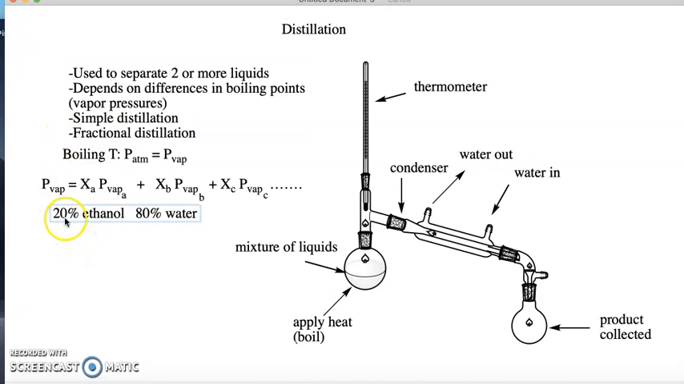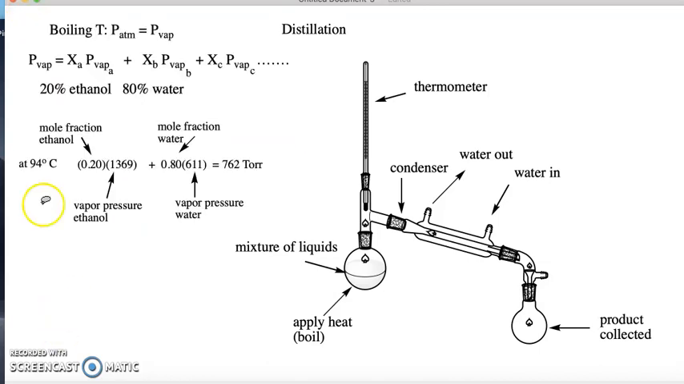If I'm trying to purify ethanol from a mixture that's 20% ethanol and 80% water, my mole fraction of ethanol is 0.2 and my mole fraction of water is 0.8. So when I go to try to figure out what temperature this will boil at and what the composition of the vapor will be, this is what I'm looking at. The mixture will boil at about 94 degrees. Because at 94 degrees, the vapor pressure of ethanol is 1369 torr. The vapor pressure of water is 611 torr. I multiply my 0.2 mole fraction of ethanol times its vapor pressure and my 0.8 mole fraction of water times its vapor pressure, and I get 762 torr.